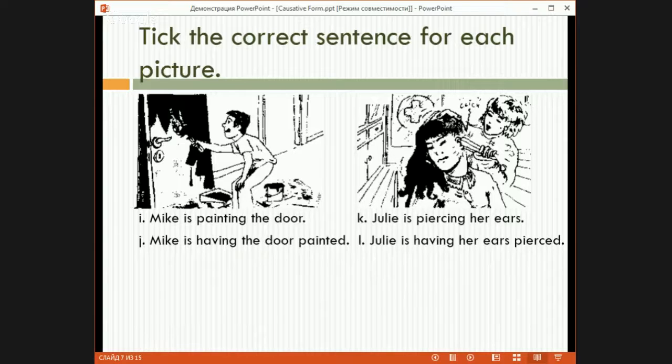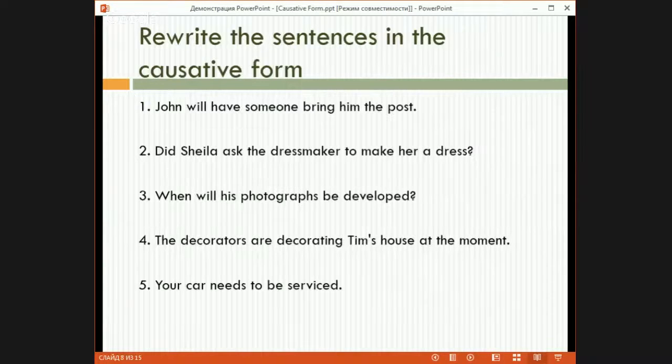Mike is painting the door, or Mike is having the door painted. You can see that he's doing it by himself, so this is the first option. Julie is piercing her ears, or Julie is having her ears pierced. There is a woman who is doing it for her, so the second option.